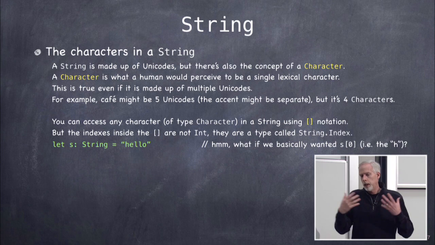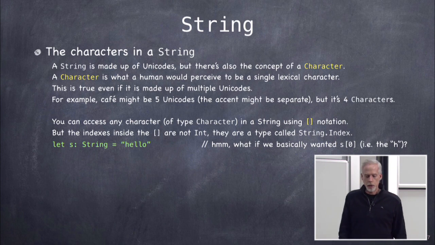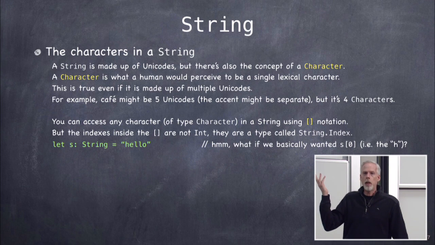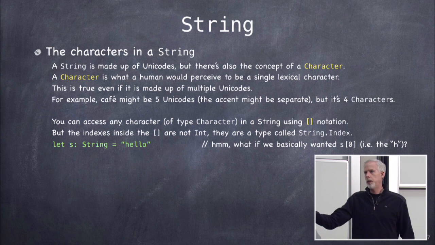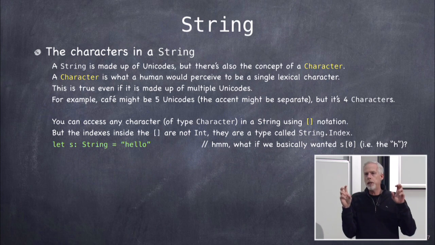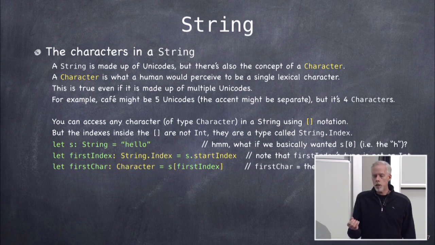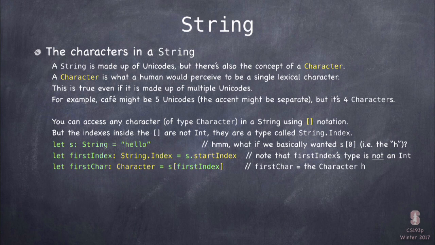Because that index behind the scenes can be quite complicated, there's this other struct for it, which is called a String.Index, okay? So let's say I had a string, which I'm going to call s, and I'm going to put hello into there. Now, what if I wanted s sub 0, basically? I can't do s sub 0 because we don't index strings by integers, but let's say I want that. How do I get it? Well, I start by using this var on string called startIndex. It gives us a String.Index.